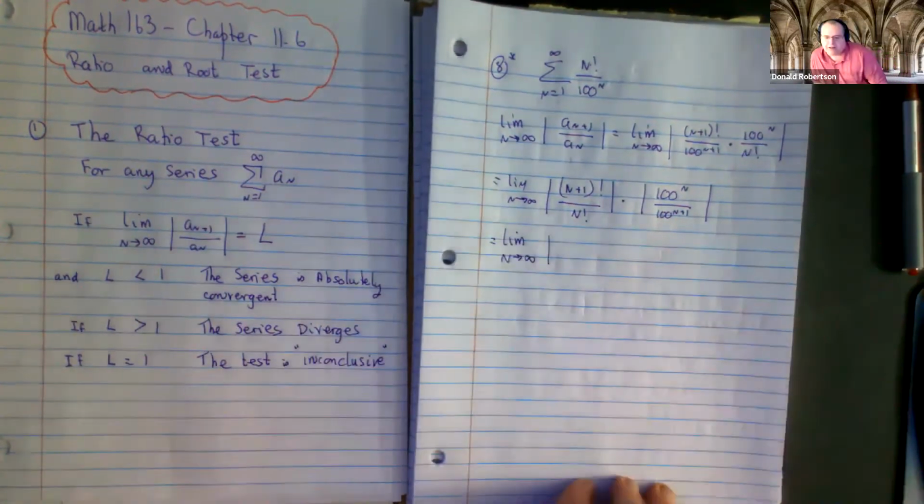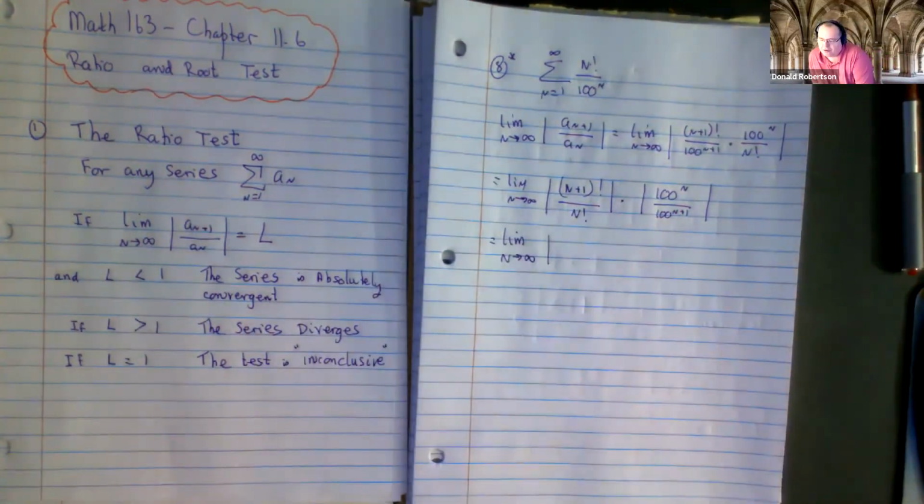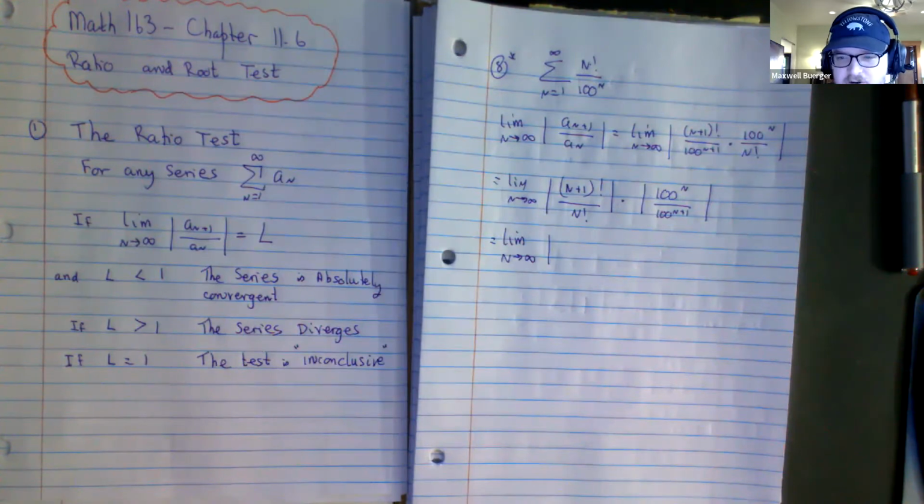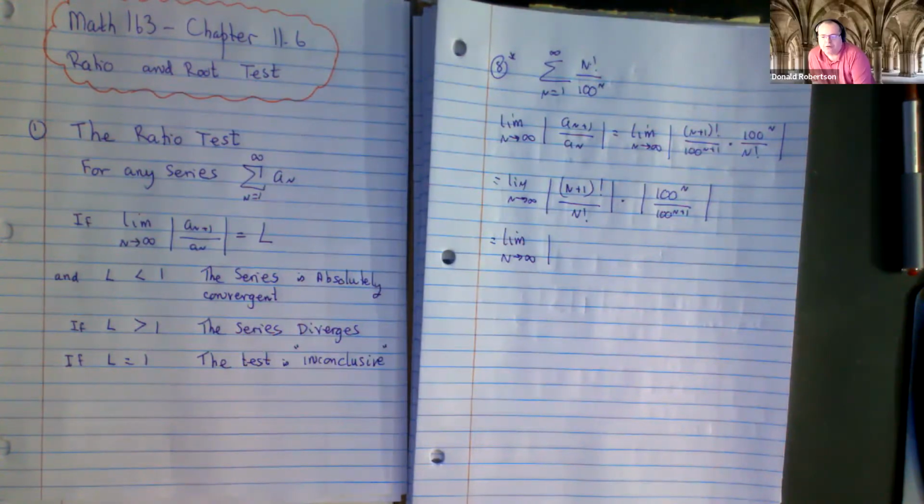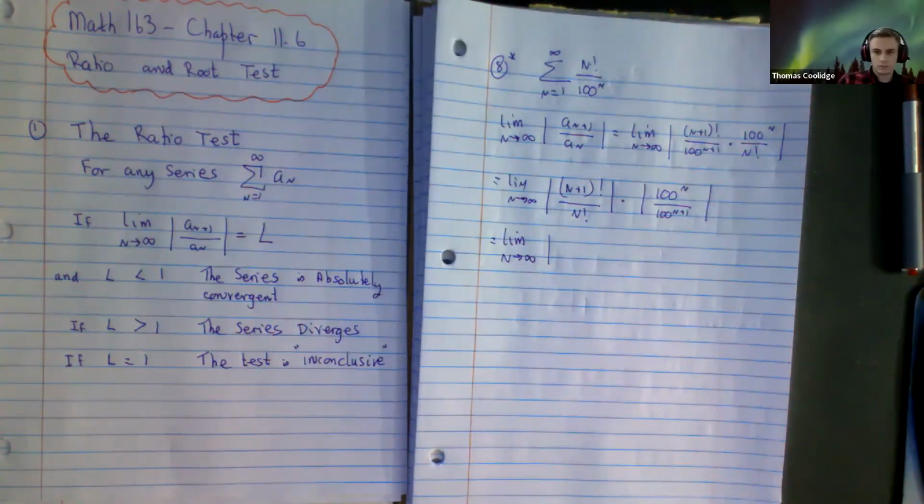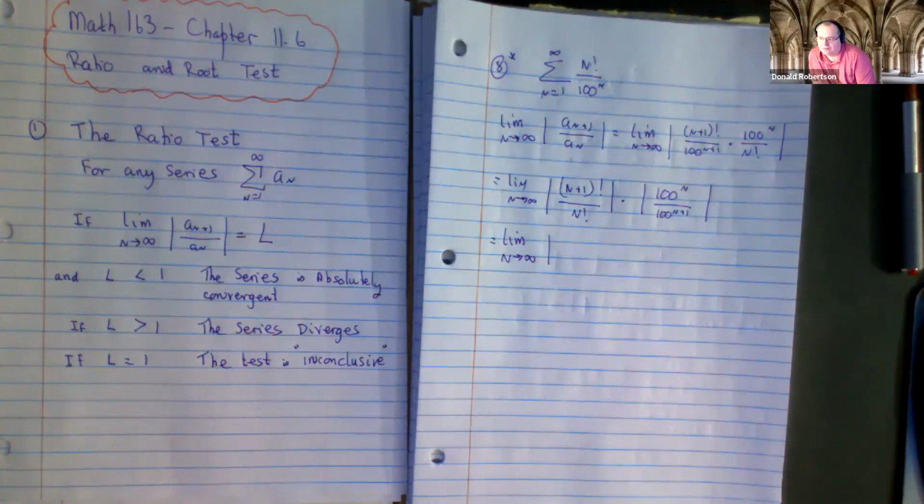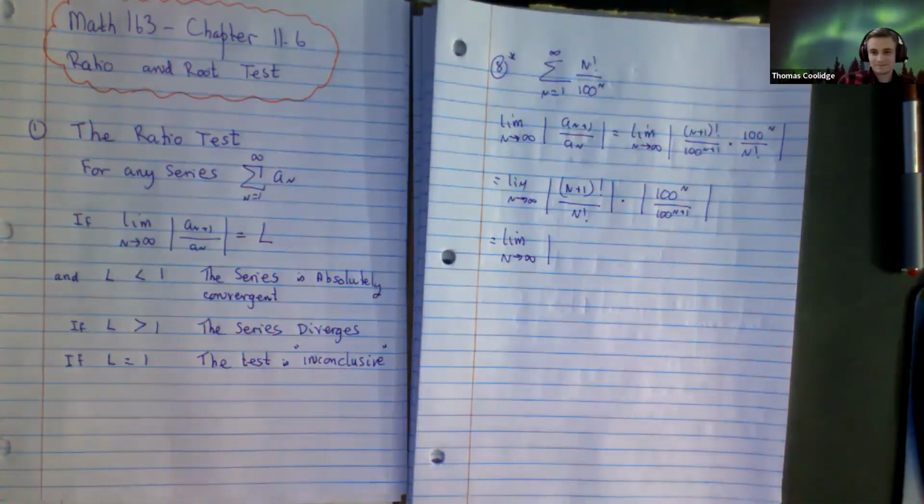Okay, let's simplify the factorial. n plus 1 factorial on the top, n factorial on the bottom. A lot of cancelling happens with that particular combination. What is left? Would it be n plus 1 factorial on the top? Not the factorial. Would it be just n plus 1? Let's show you how that works.